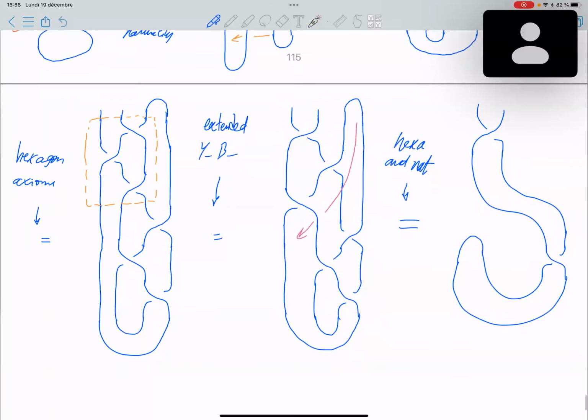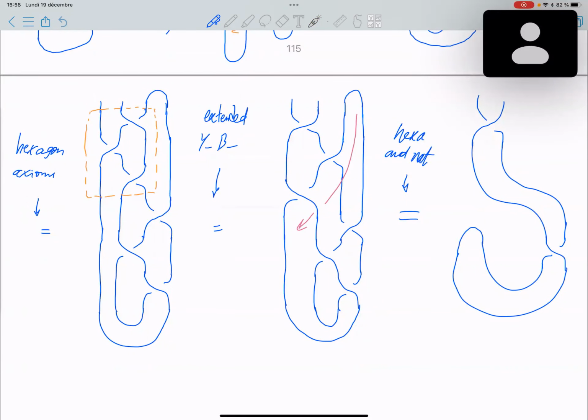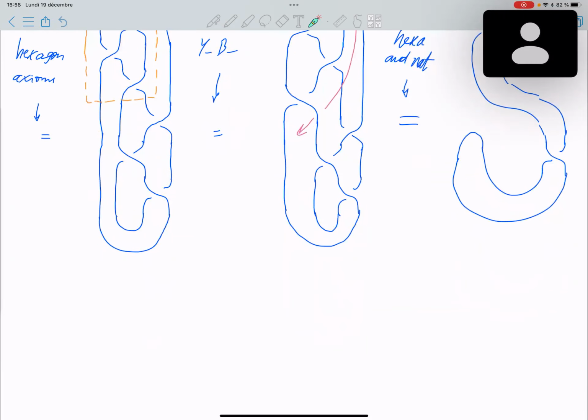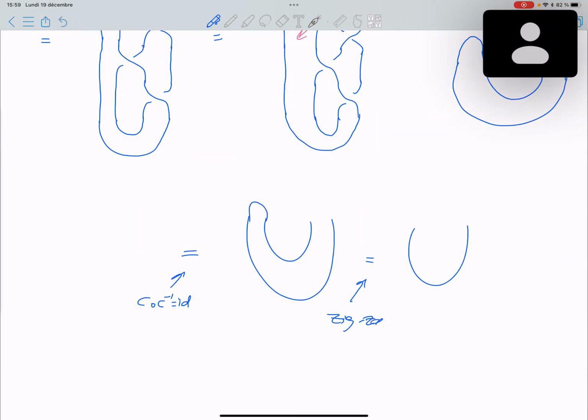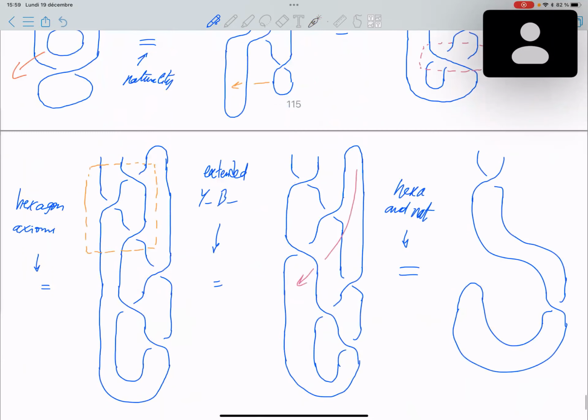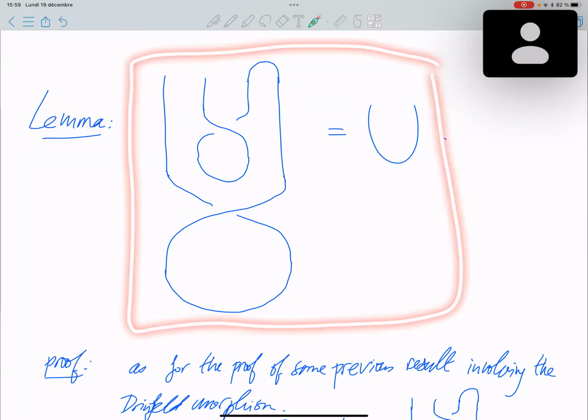Okay. But you see here, you have one crossing, one braiding, and its inverse. So this vanishes. By composite inverse equal identity, you get just something like that, which is by zigzag relation just that. So we are done. Okay. So we proved this relation. It is quite funny.